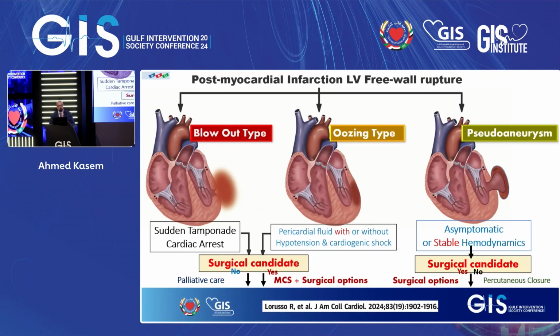And this is an update on the blowout type, the oozing type and the pseudoaneurysm approach, according to the last published papers a few months back. They show that for the surgical candidate patient with blowout type and oozing type, we should use mechanical circulatory support and surgical intervention immediately, while for the pseudoaneurysm type, we can go for surgery in the surgical candidate patient without support, or percutaneous closure if eligible.